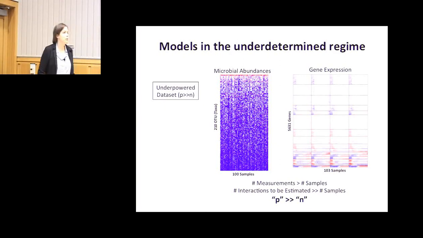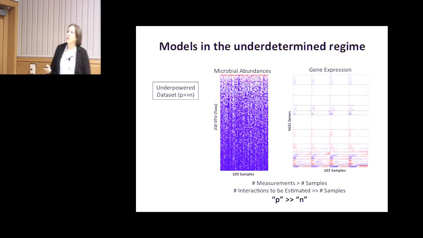And what you can see in both of these cases is that you have more measurements than you have number of samples. And if we're trying to, say, infer ecological interactions, then we actually have many, many more interactions or parameters to be estimated than the number of samples.